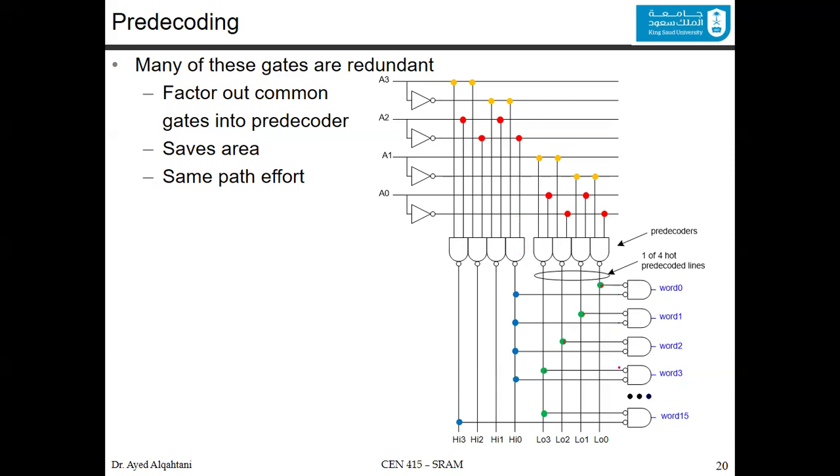And for the first 4 words, we choose this NAND in the high 0. The next 4, we will choose this one. And the next after this, we'll choose this one. And the last 4, we will choose this one, indicated by word 15. This is the organization. Now, this design, where we factor out these NANDs, is called pre-decoding. It factors out the common gates into pre-decoders, saves the area, and it has the same path effort as the normal decoder.